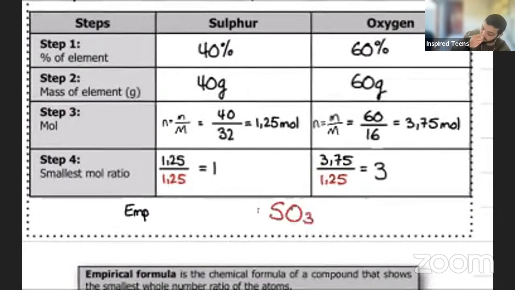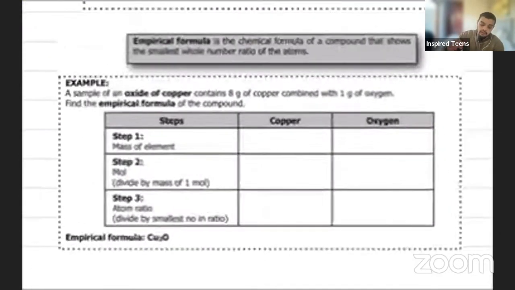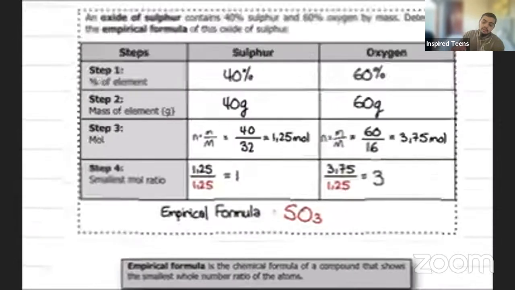I don't even know how to spell. There we go. Okay, so that's how we determine the empirical formula: divided by the smallest one, and we'll get that ratio. Okay, let's have a look at this. I think it's another example. Empirical, okay, yeah, so let's just go revise this thing.